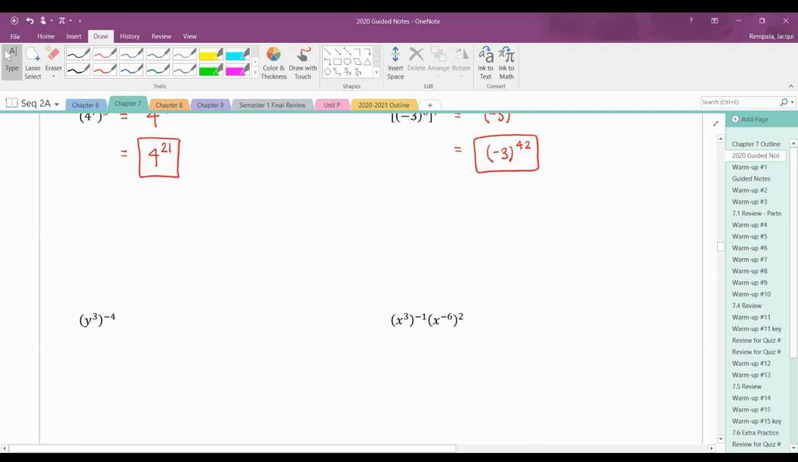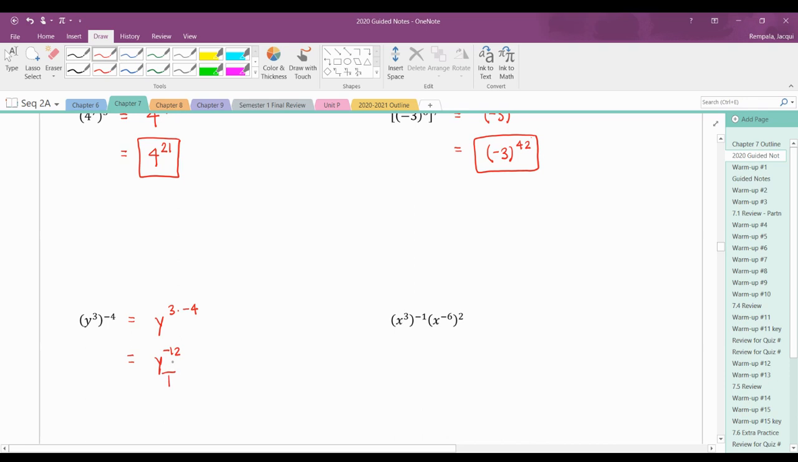If we look at this third example, we have y to the 3rd power raised to the -4th. So y is our base, so that stays the same. A power to a power means we will multiply those exponents. Well, 3 times -4 is -12. Hopefully we're okay with noticing that because we have a negative exponent, this is not our final answer.